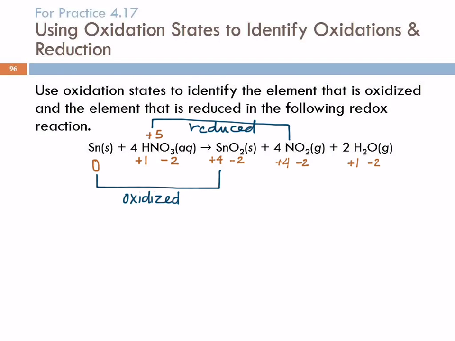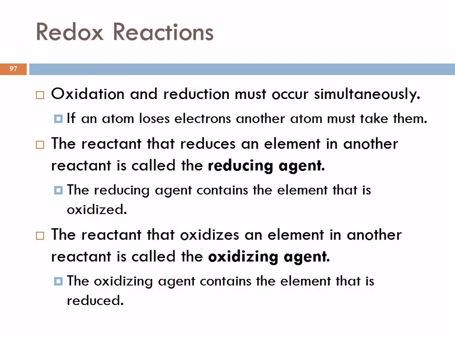Identify the oxidation states for each element and then look for the ones that are changing. It is possible for more than 2 to change, but we probably won't see much of that in this class. So oxidation and reduction must occur simultaneously. If one thing loses electrons, another one has to take them. Very important.